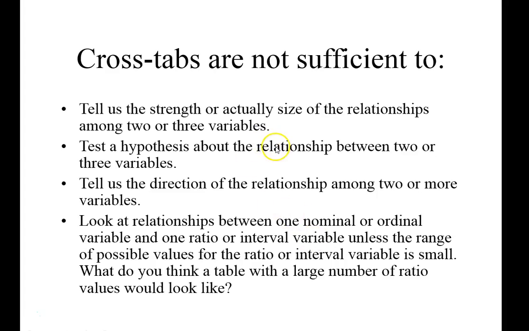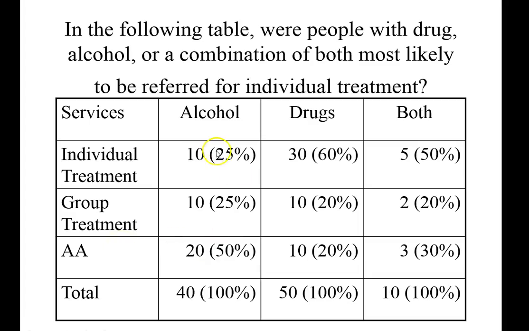We would not use crosstabs to tell us the strength or actual size of the relationships among 2 or 3 variables, to test a hypothesis about the relationship between 2 or 3 variables, or to tell us the direction of the relationship among 2 or more variables, or to look at a relationship between one nominal or ordinal variable and one ratio or interval variable, unless the range of possible values for the ratio or interval variable is very small. So what we're looking at here, go back, these are just cross-tabulation tables. They are not telling us anything about a relationship yet. This is just strictly descriptive.